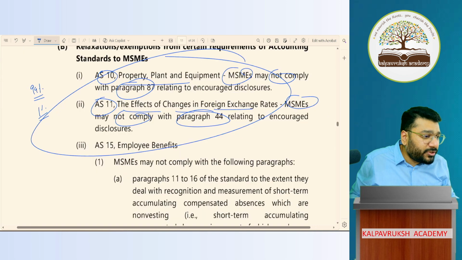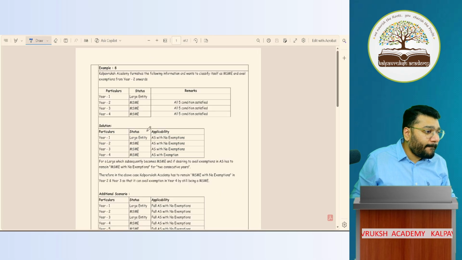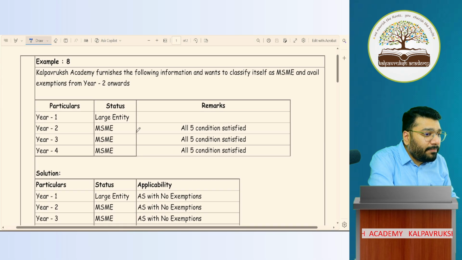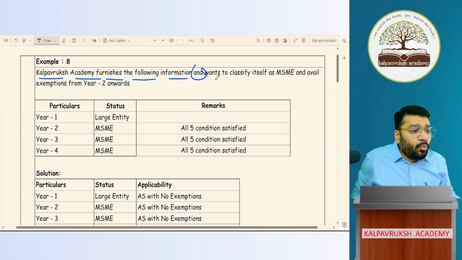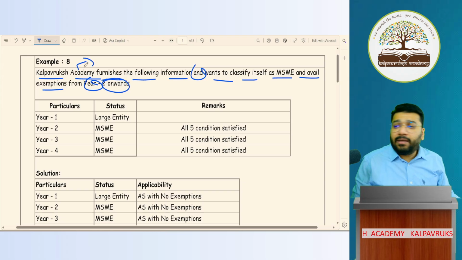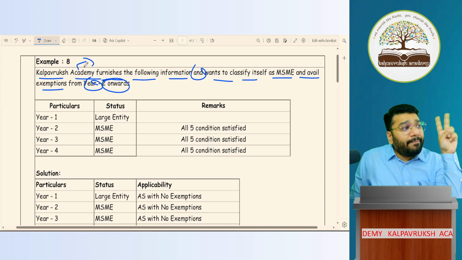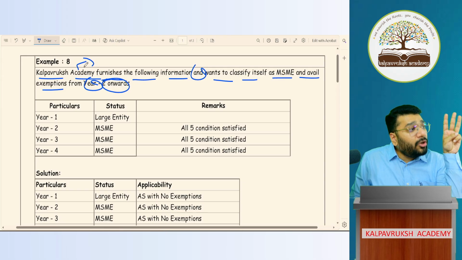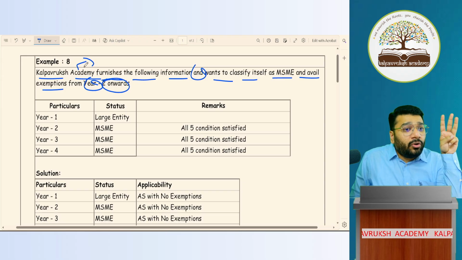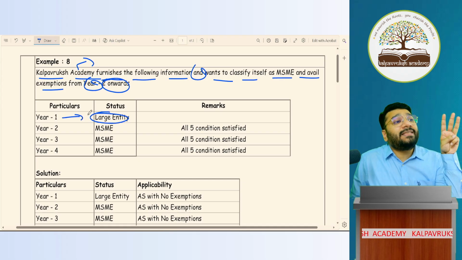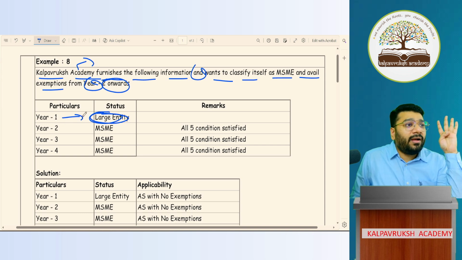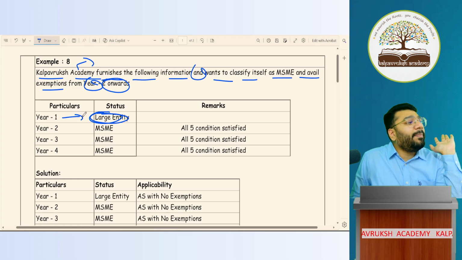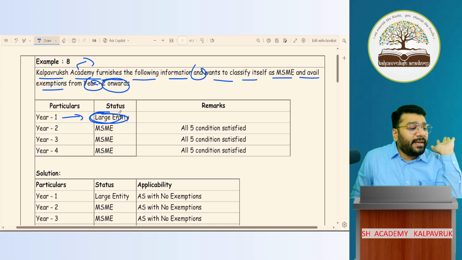Now, I have a sum based on this. Let's do one sum. Example 18. Kalpavriksh Academy furnishes the following information and wants to classify itself as MSME and avail exemption from year 2 onwards. Who is Kalpavriksh Academy? Is it a listed entity? No. Am I a bank, FI or insurance? No. Is my turnover more than 250 crore? In the first year, maybe yes, because I'm a large entity. Is my borrowing more than 50 crore? Maybe in the first year, yes. Imagine the relationship is independent. So first year, large entity.